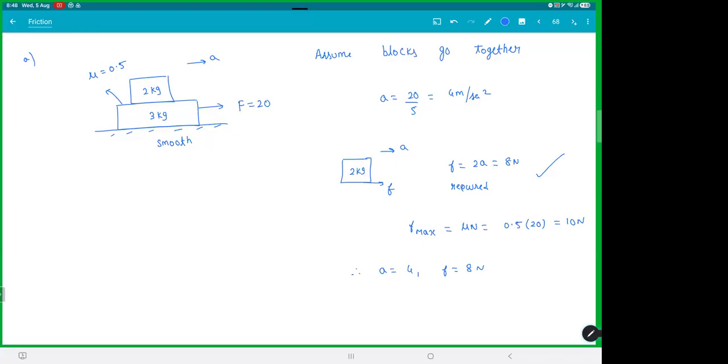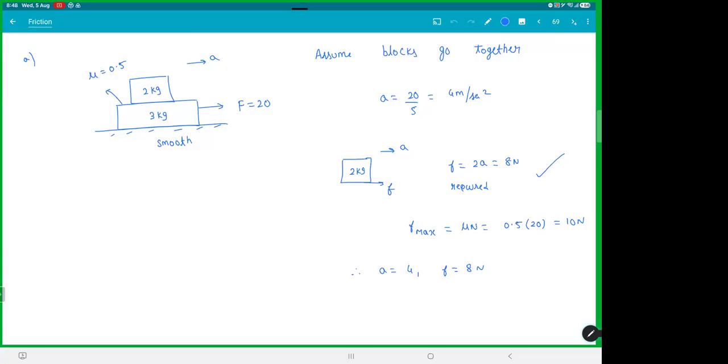So I can give you 10, but it doesn't mean I'll give you 10. I'll give you only as much as is required because my job was to make sure you both go together. My job was never to stop you. So that is the thing. F will not be maximum. You give only what is the requirement. And how do you know what is the requirement? So this is the way to figure it out.